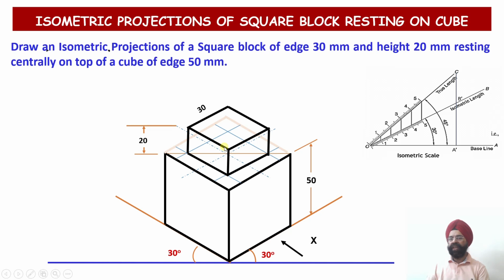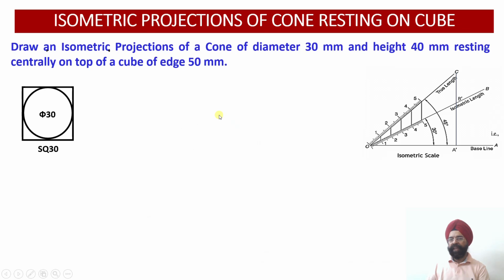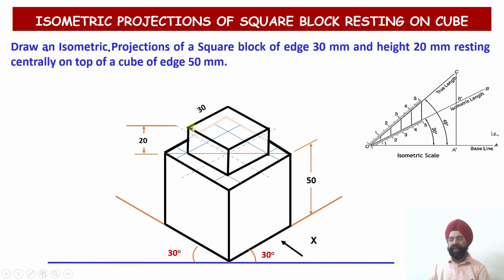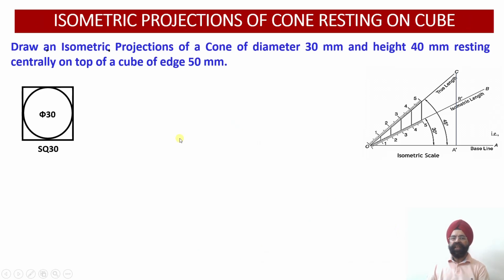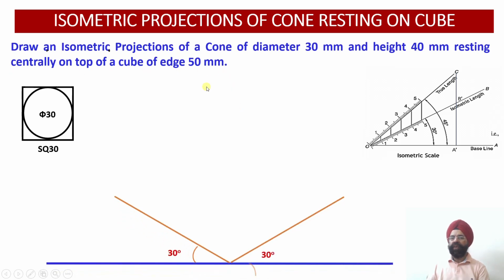Now this is the construction of a square block having the edge 30 millimeter, height 20 millimeter, resting centrally on top of a cube having dimension 50 millimeter over there. Right, now we move on to the last case for today's lecture, that is an isometric projection of a cone is to be drawn having diameter 30 millimeter and axis height of the cone should be 40 millimeter, and it is once again resting centrally on top of a cube having h is equal to 50 millimeter.